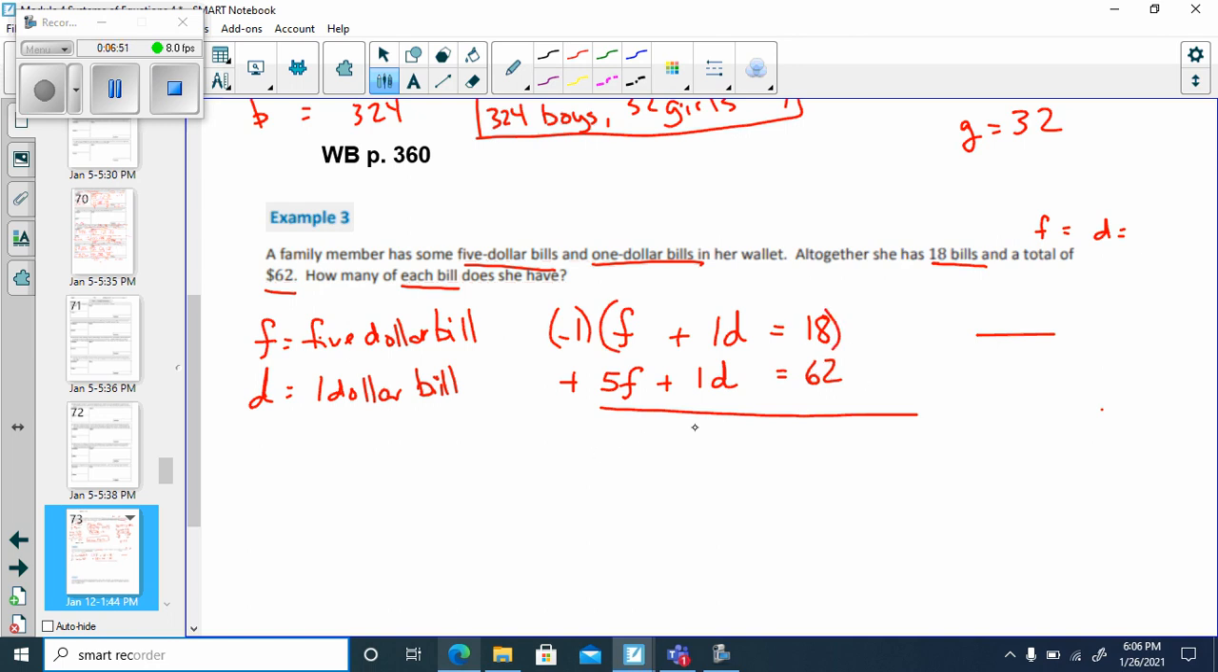So I'm going to multiply everything here by negative 1. If I do that, I now have negative F. Hold on a second. Let me get rid of this line right underneath here.